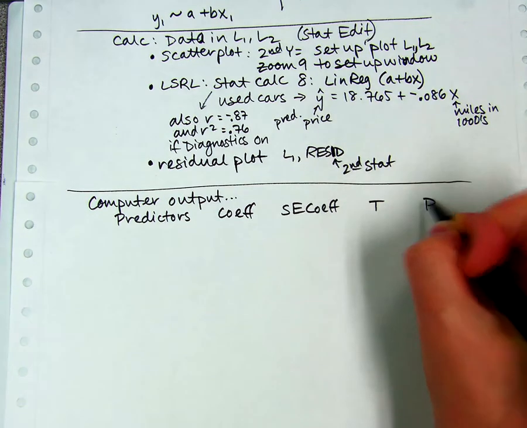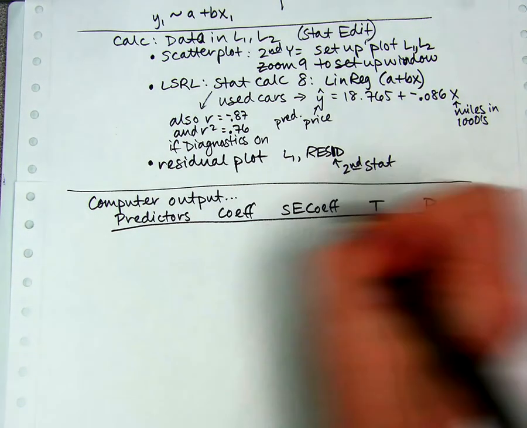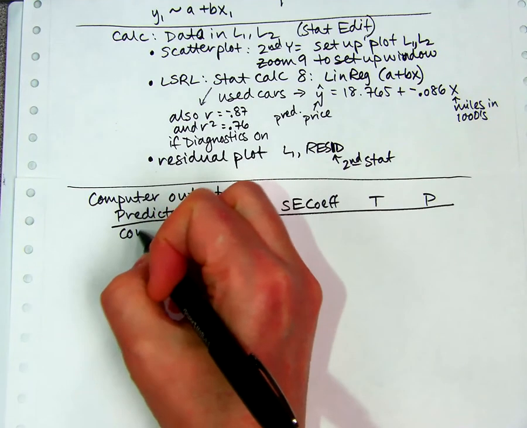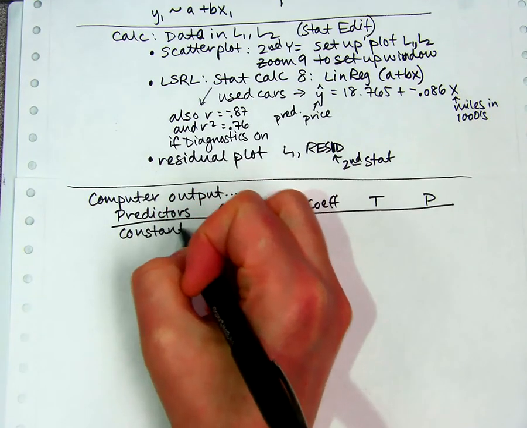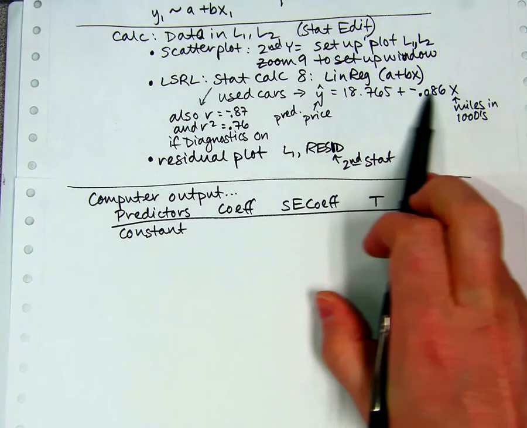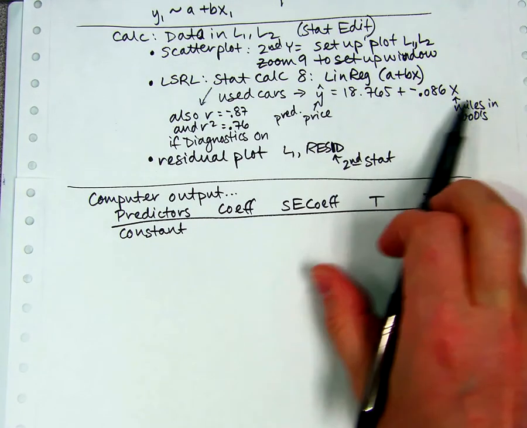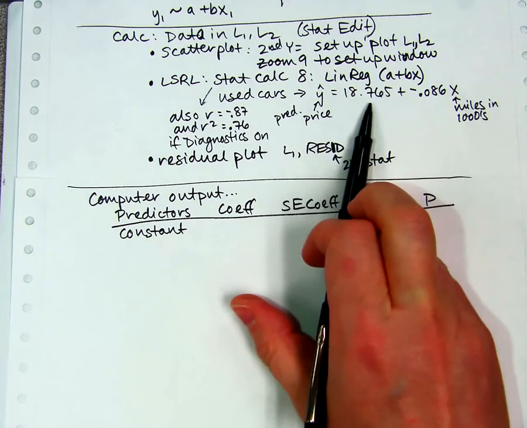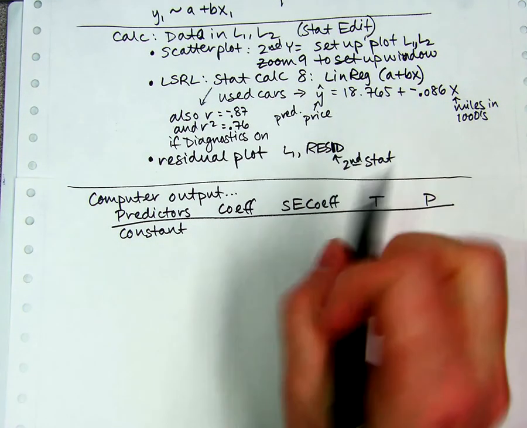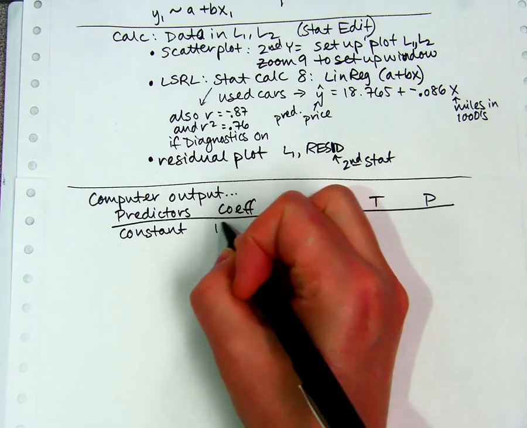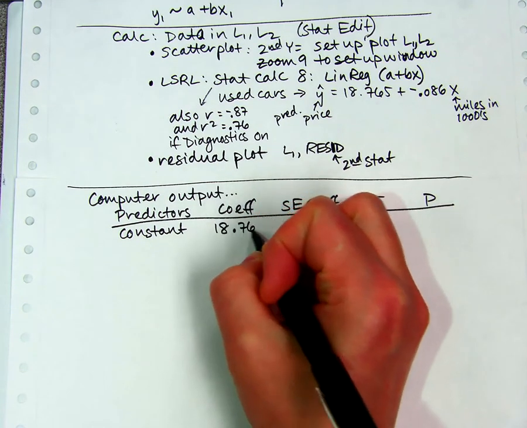I'm just going to write it because it's going to be there. And what always happens right under predictors is you have the word constant. And if you remember from Algebra 1, looking at an equation like this, or maybe Algebra 2 or somewhere later, I don't know, the constant is the one that doesn't have the x on it, which is the y-intercept. So the y-intercept will always be right here next to the word constant. In this case, it would be 18.765.